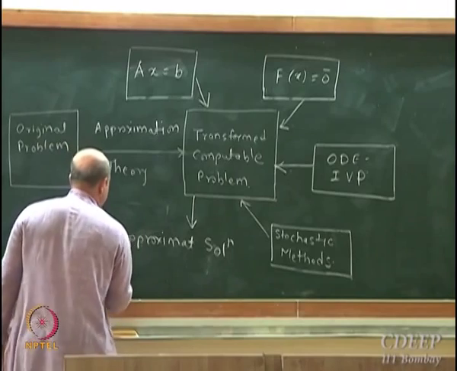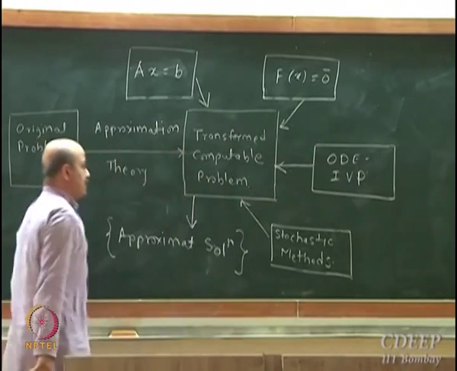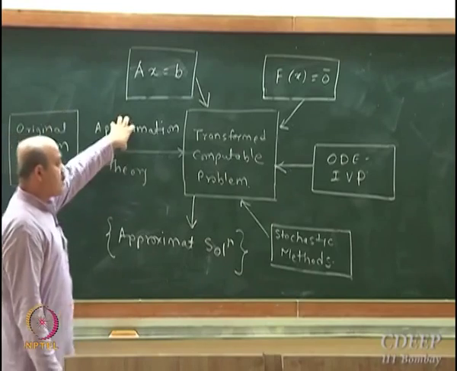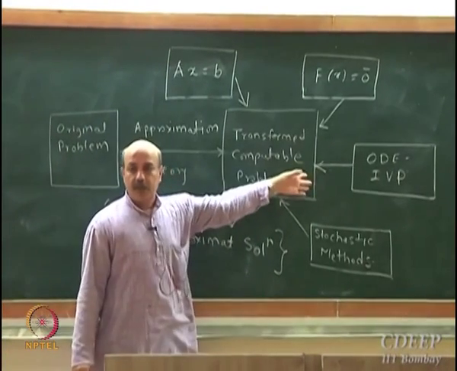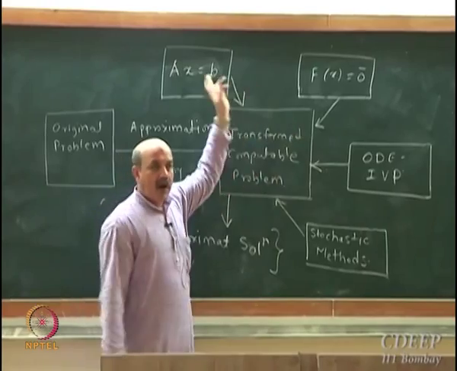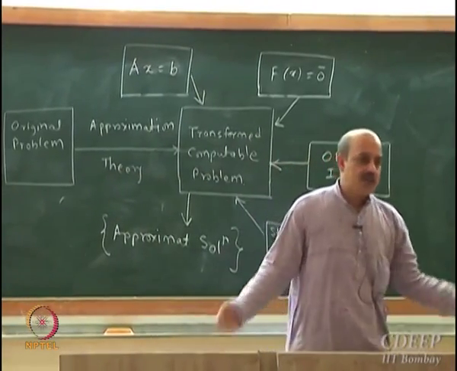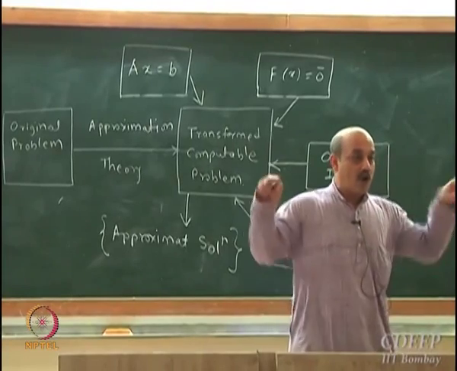So this is my end result. I start with the original problem. I use approximation theory and come up with a transformed problem which is computable. I have only 3-4 tools with me, which I use ingeniously to concoct a solution.